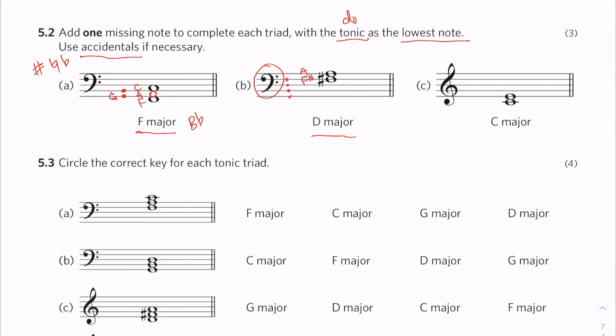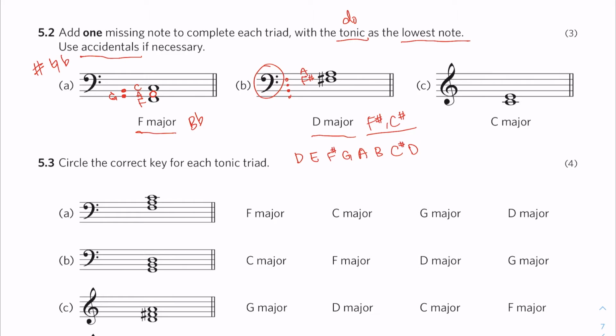If you write down D major scale, D, E, F, G, A, B, C, D. Key signature of D major has 2 sharps. They are F sharp, C sharp. So I'm going to add them, F sharp and C sharp.